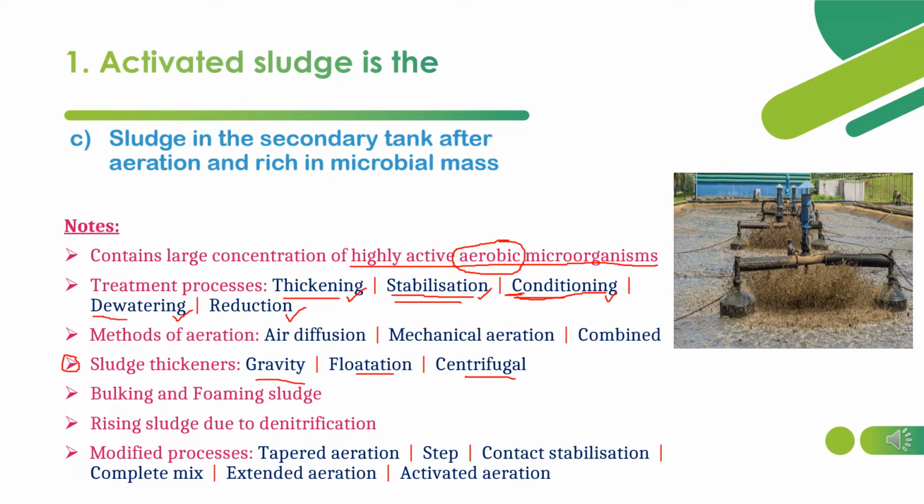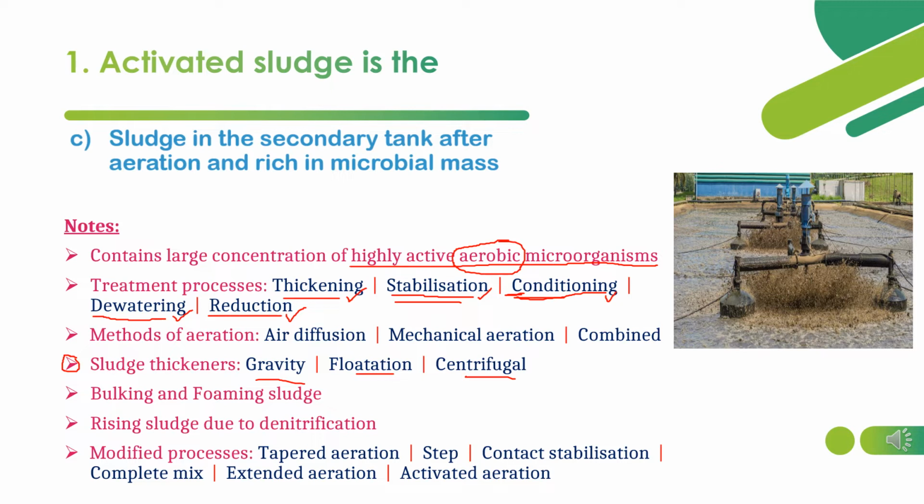Now what is dewatering? Dewatering, as the name itself says, is separating water by subjecting the sludge to vacuum, pressure, or drying beds. By using pressure or drying beds, we can separate the water from the sludge so that the moisture content greatly reduces. And what is reduction? Reduction is converting the solids to a stable form, by incineration or by heating, etc. So these are the 5 basic treatment processes for activated sludge.